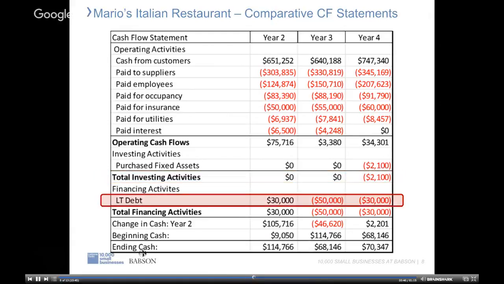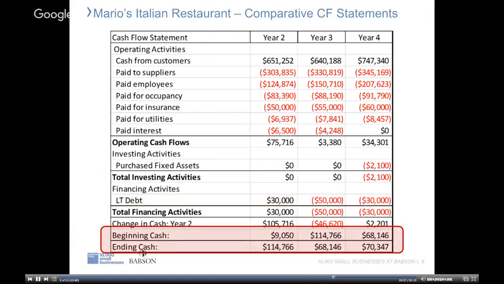On the financing side, we can see both the $30,000 that she borrowed from Fabio in year 2, and more importantly, the subsequent repayment of $80,000 to her brother in years 3 and 4. Finally, we can see that a large portion of the operating cash flow has remained in the business. Maria began year 2 with just $9,000 of cash, but ends year 4 with over $70,000.